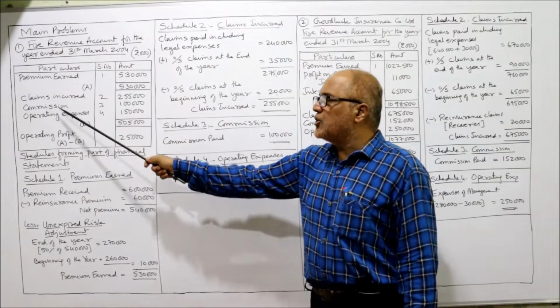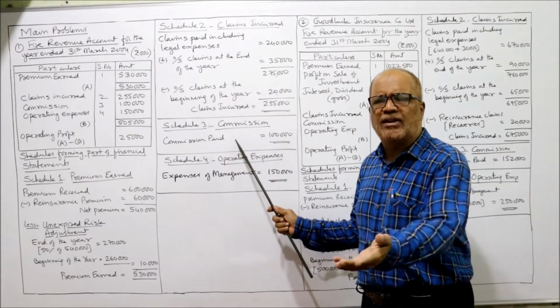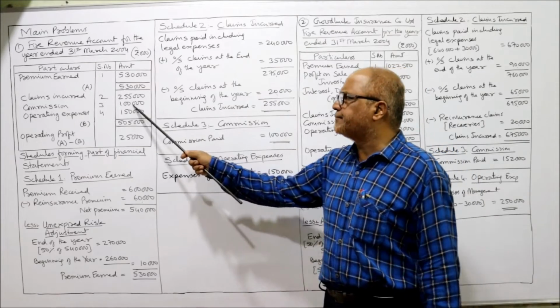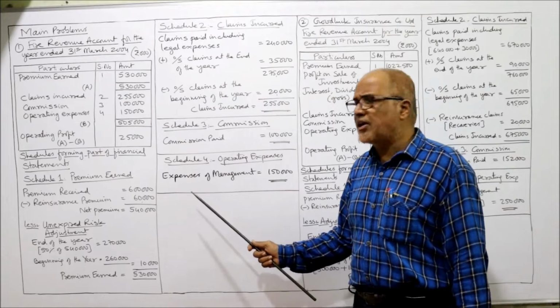Now commission, schedule number 3, commission paid. No adjustments are given in this problem. Directly we'll take 1 lakh. Operating expenses, no adjustments are there. Directly management expenses.